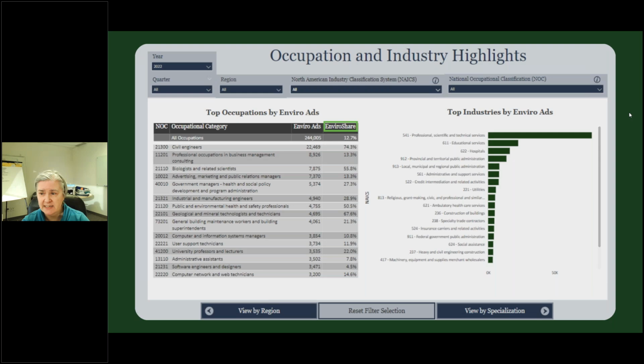In contrast, if we take a look at software engineers and designers, we see an enviro share of only 4.5%, which suggests that just under 5% of software engineers and designers are actively engaged in environmental work based on our job posting analysis. So that gives us some flavor as to where there is predominantly environmental work and where there is environmental work, but it's not a dominant aspect of that particular occupation.